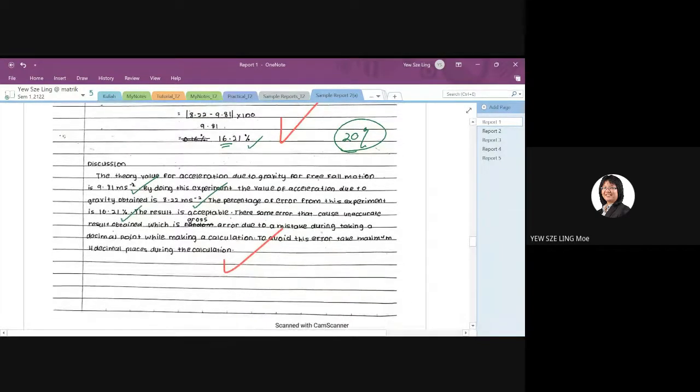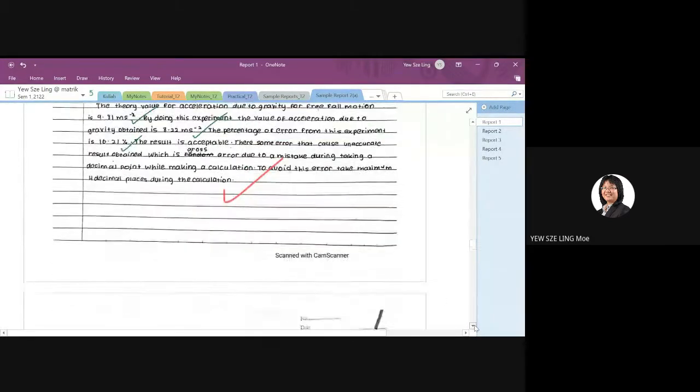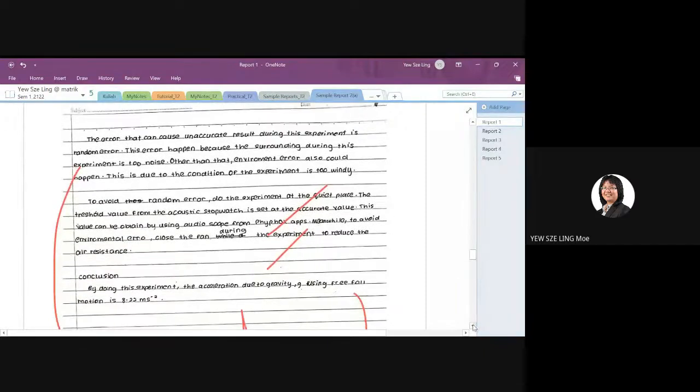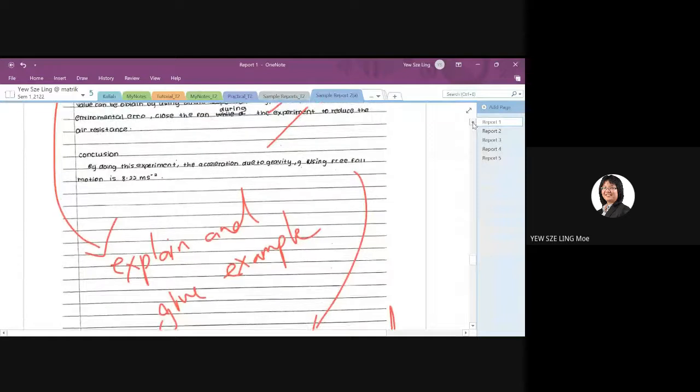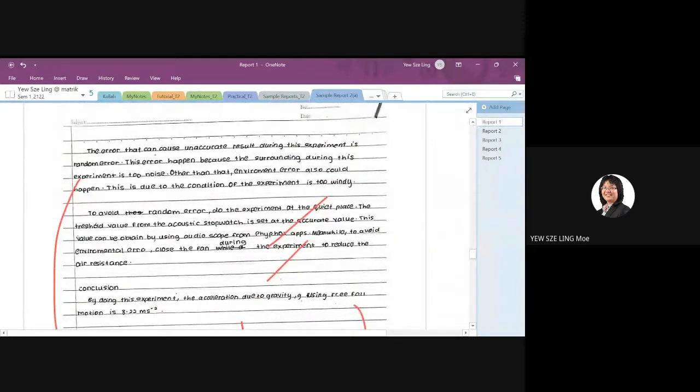Okay, usually this is what students will write before they start the next paragraph. So next paragraph, okay, explain and give example. Let's see what is the mistake. So the errors that can cause inaccurate result during this experiment is random error. This error happens because the surrounding during the experiment is too noisy.